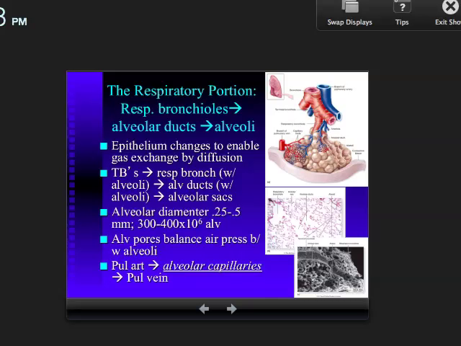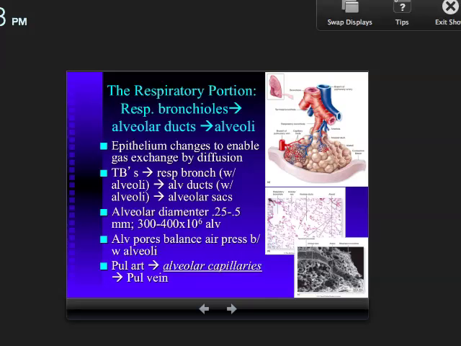You've got 300 or 400 million of these, all right? And this is the functional unit of the lung. This is where the action is. This is where gas exchange is going to take place, where blood vessels, I should say the pulmonary capillaries, form a network over the surface of these tissues, to allow for gas exchange to occur, all right?